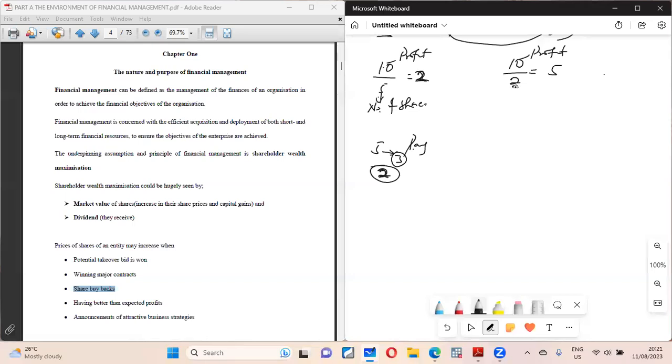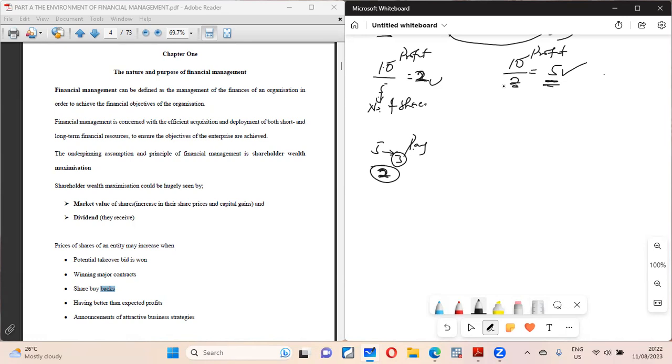Now, when it becomes 2, what is now the value of each share? 5. Is that not it? Compare 2 to 5, you see it has increased. So whenever they buy back shares from their own people, the value of the share of the company increases. That is what we mean by share buyback. Of course, we will look at that in more detail when we get to acquisition and merger. All right, so that is that. I hope you understand this scenario I just did.